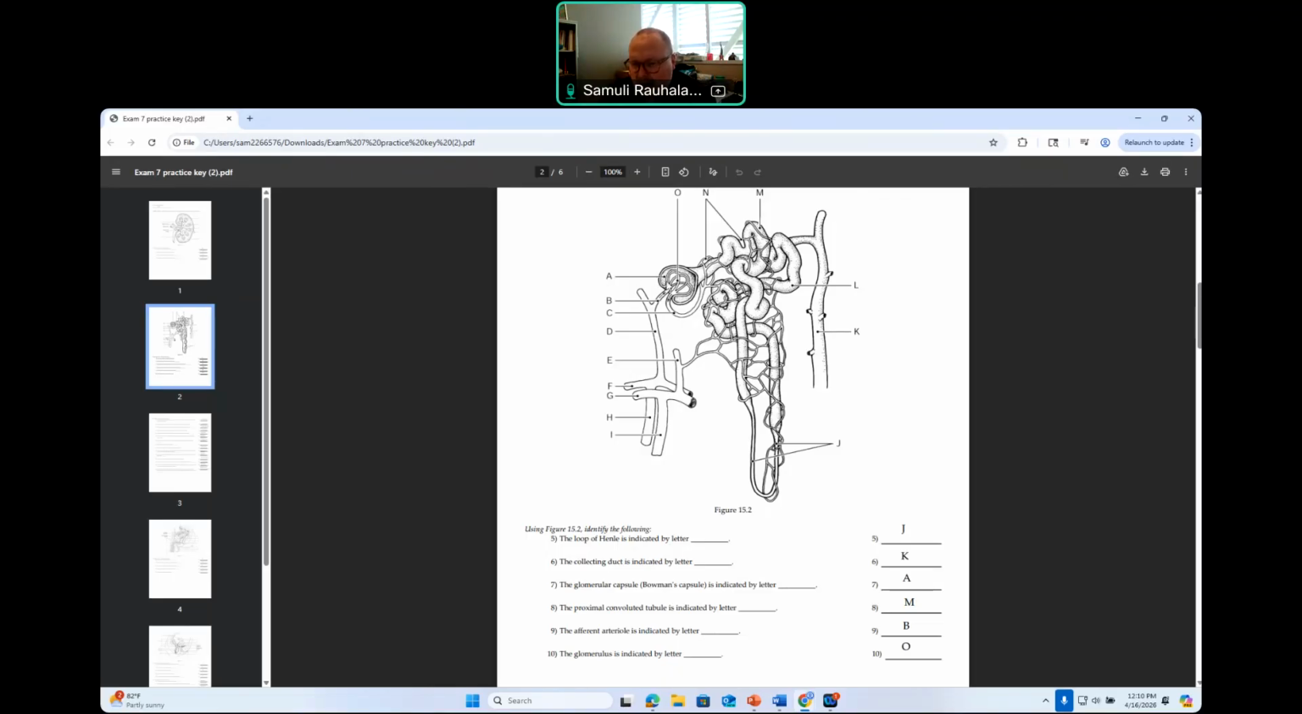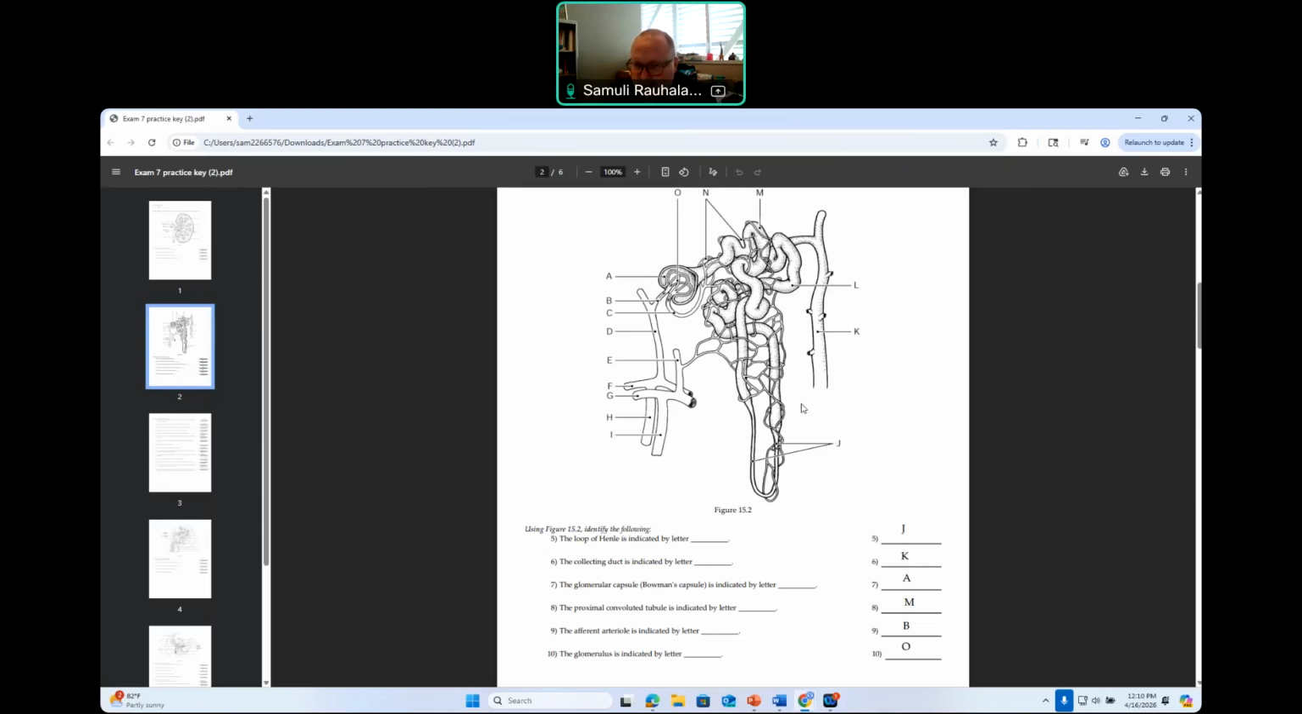Then leaving the glomerular capsule, we see this thicker tube that comes out. It is indicated as letter M here, and we see it in question 8. It was called the proximal convoluted tubule. We will have another convoluted tubule later. Then from the proximal convoluted tubule, we get a more narrow tube as a continuation. This is indicated here as letter J, and we see it in question 5. It is the nephron loop. This is also sometimes known as the loop of Henle.